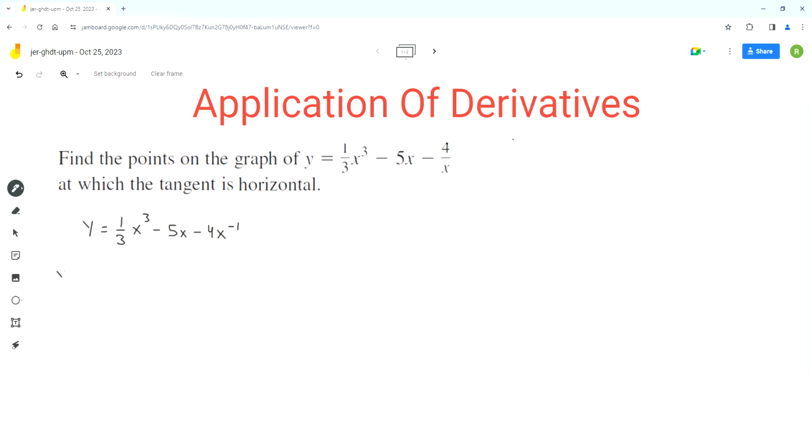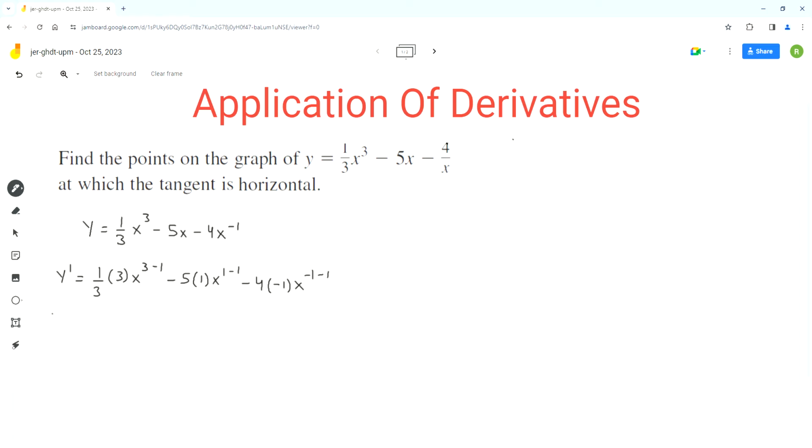So we get y prime equals, for the first term we'll use the power rule. So we get 1 over 3 times the exponent of x, which is 3, then x to the power 3 minus 1. Now for the second term, minus 5, the 5 stays the same, and then 1 times x to the power 1 minus 1. And now the last term, the 4 stays as it is, so then minus 1 times x to the power negative 1 minus 1. So this is the expression for the derivative of the given function.